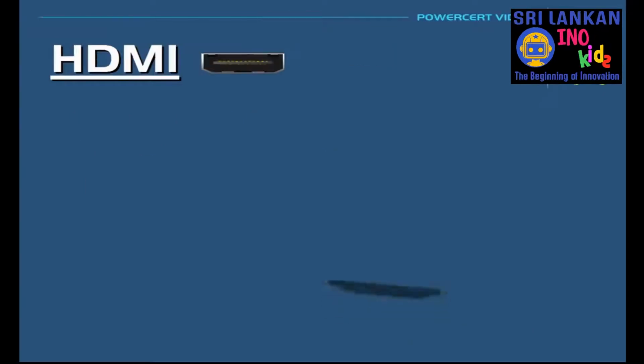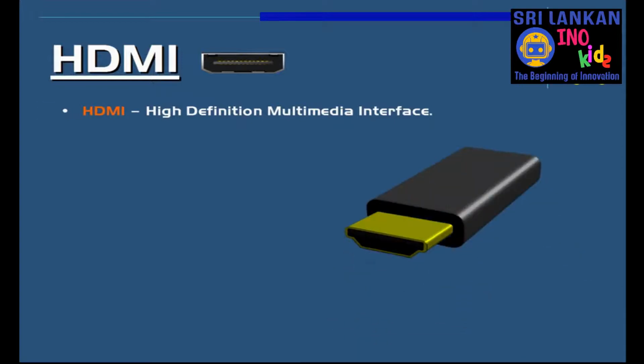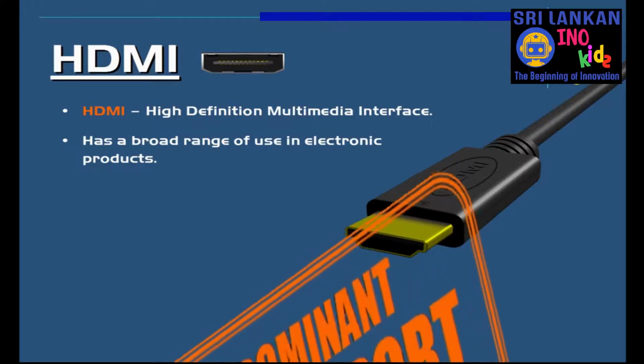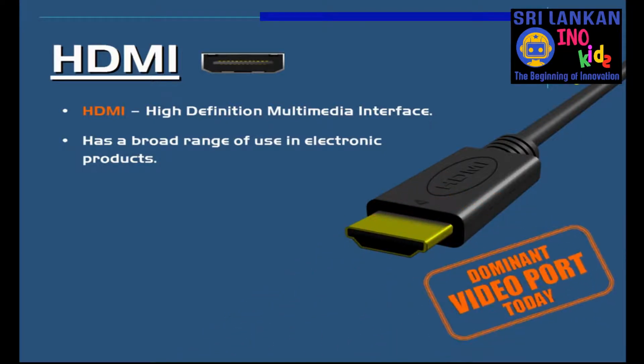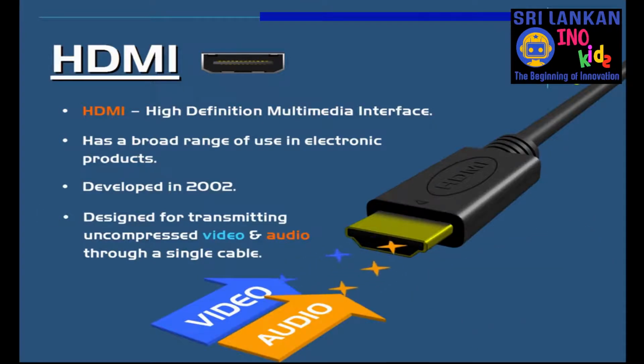And this port is called HDMI, which stands for High Definition Multimedia Interface. HDMI has a broad range of use in electronic products such as TVs, monitors, laptops, mobile devices, and so on. It is in fact the dominant video port that is used today. It was developed in 2002, and it was designed for transmitting uncompressed video and audio digital data through a single cable.